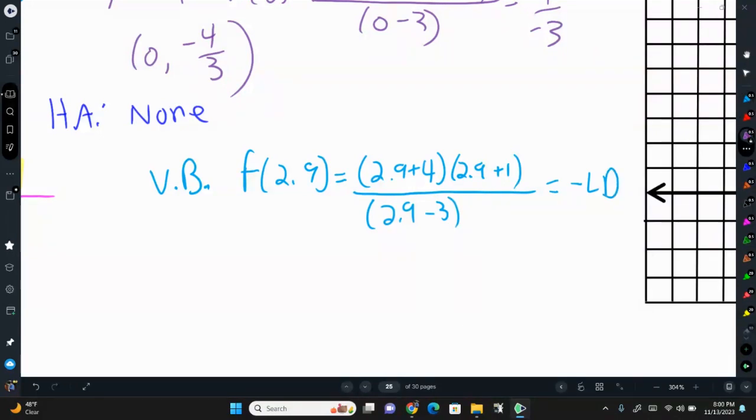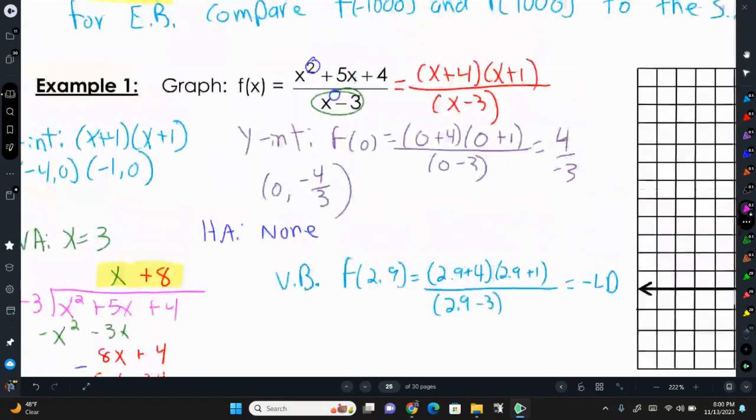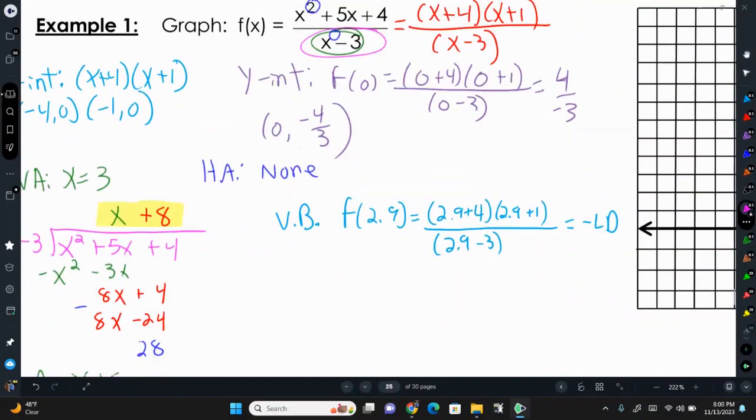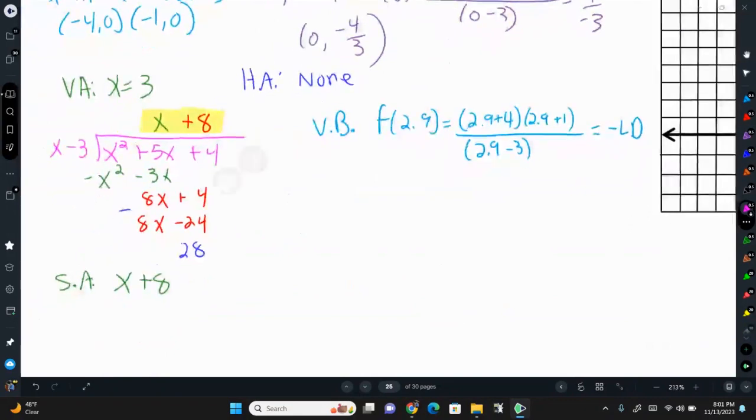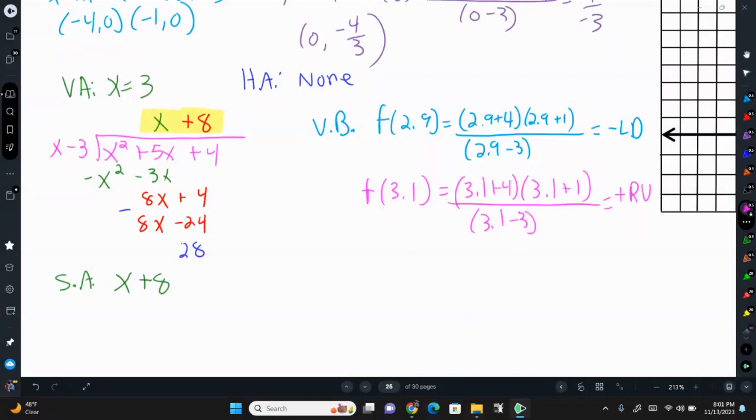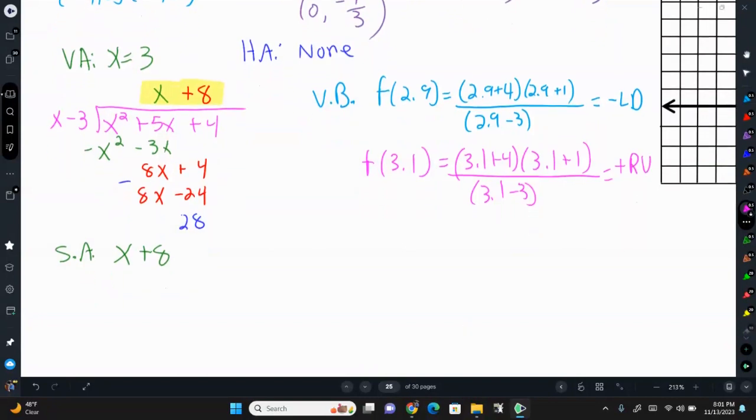And we know that since the multiplicity of our asymptote is 1, the other end must go up because the ends go in opposite directions with odd multiplicities. Or you could substitute in 3.1 if you wanted to, and you will get a positive value, so the right side goes up. All right, we're almost done now.